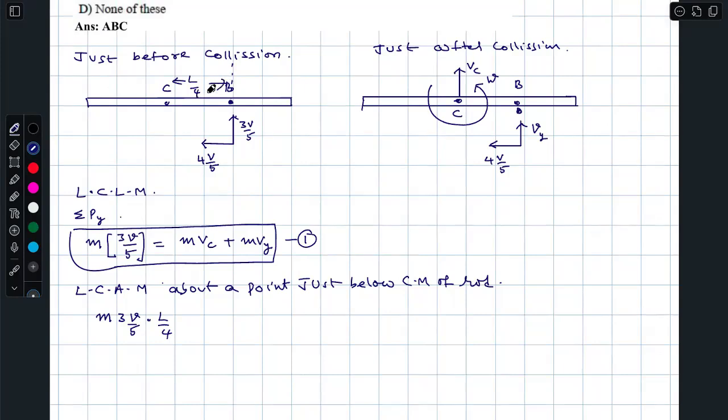And why am I not writing the 4v by 5 term? I've written only 3v by 5. Why am I not writing the 4v by 5 term? That is passing through the center of mass. That velocity component is passing through the center of mass. So R_CM cross M V_CM is 0.